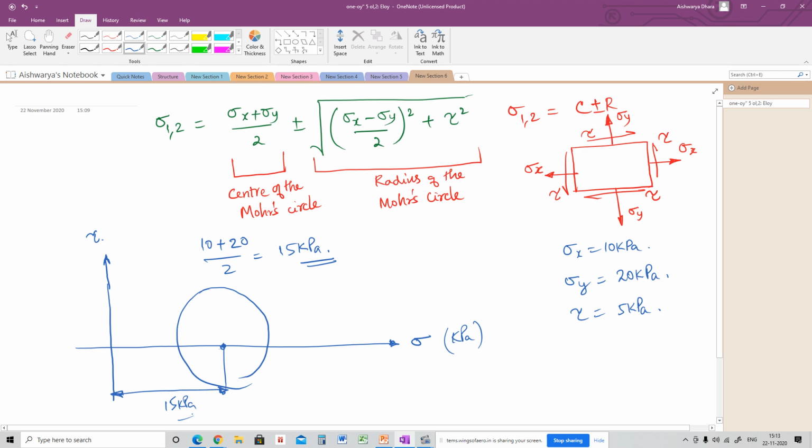Okay, so that means here to here is my sigma x plus sigma y by 2. Right? 7 point something is the answer for radius. Radius, 7.07. Okay, so that will be the radius. That means the distance from here to here has to be 7.5.